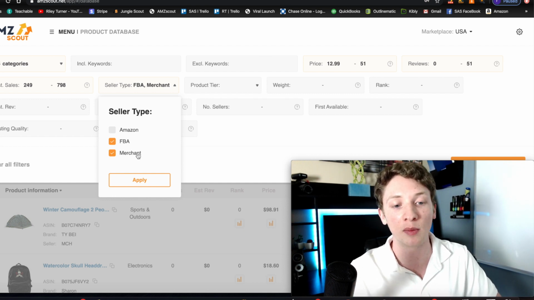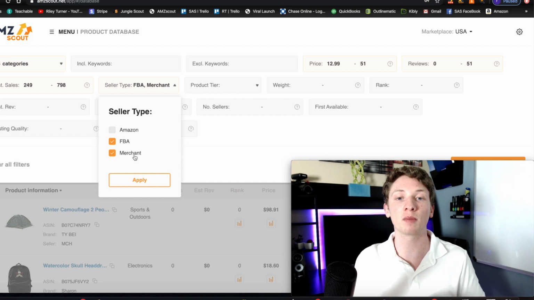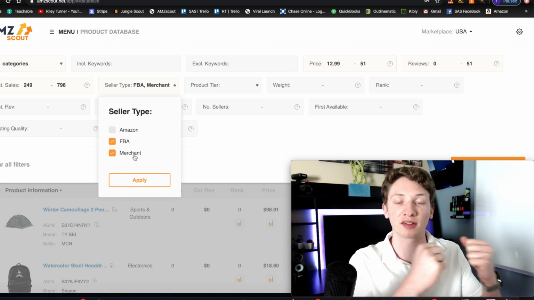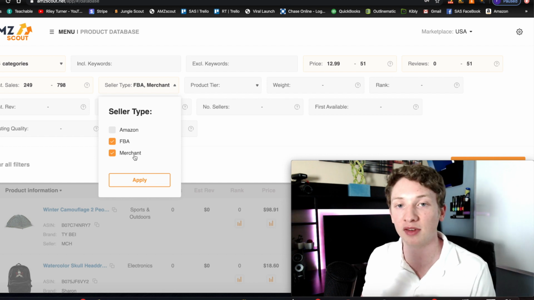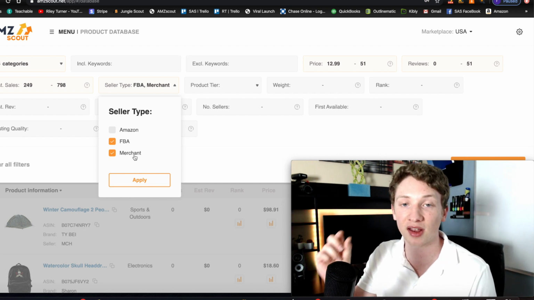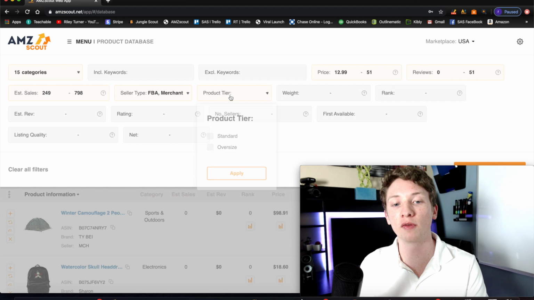And then after that, we have merchant, and merchant sellers are people who actually ship out the products themselves. And that is going to be MCH. If you guys are on the AMZ Scout Chrome extension, on the right-hand side, it will say MCH. And then we're going to go over to product tier.